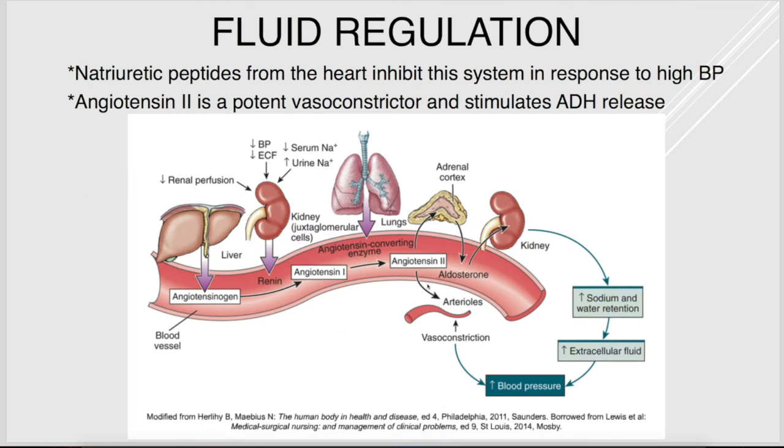Again, this is just kind of another pretty picture. Couple of things here. So natriuretic peptides are hormones that are produced from the heart, from the atria, and they kind of inhibit this RAS system. They don't do it very well, but they do counteract it a little bit.